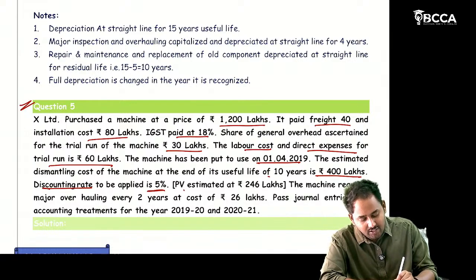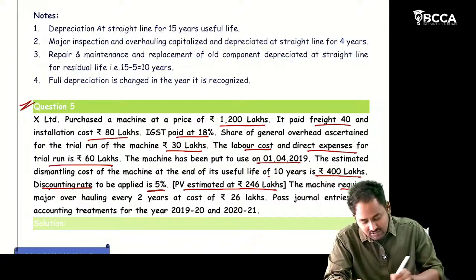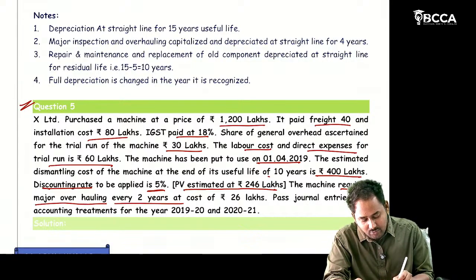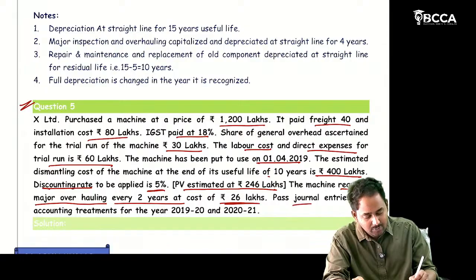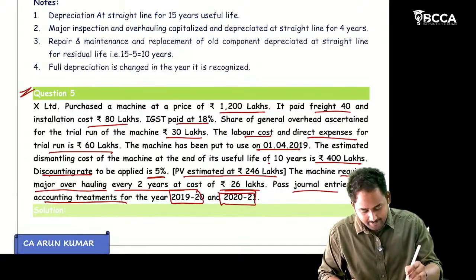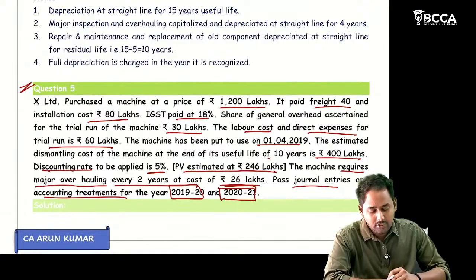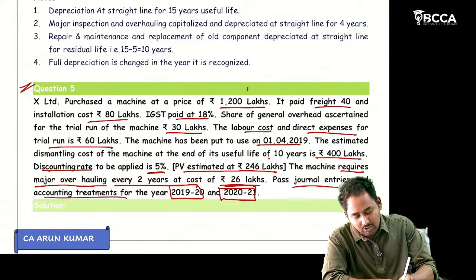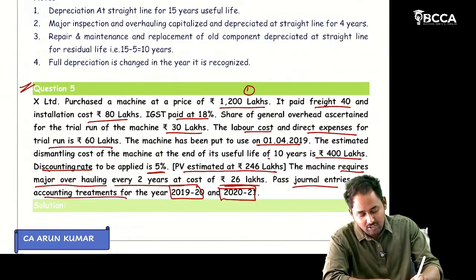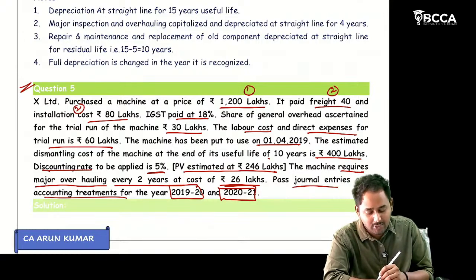So already they have given the present value of the estimated dismantling cost, 246 lakhs. And the machine requires major overhauling every 2 years at a cost of 26 lakhs. Pass the journal entries and accounting treatment for the financial years 19-20 and 20-21. Okay. Let's see what is the cost of the asset. So the purchase price and the freight are directly attributable expenses. Installation cost is also a directly attributable expense.